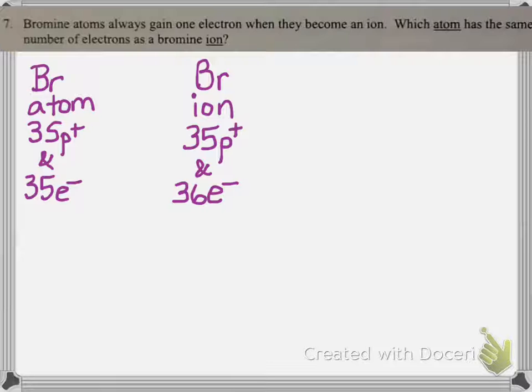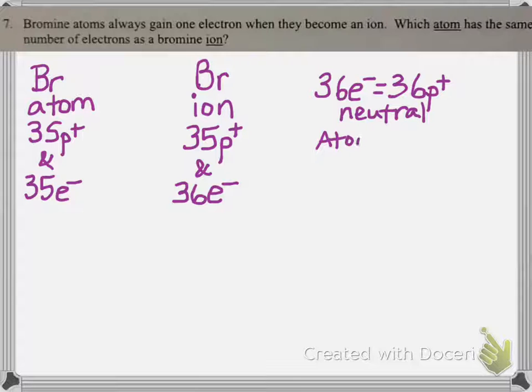So the question here is, which atom has the same number of electrons as a bromine ion? Well, if we have 36 electrons, that means we have to have 36 protons to be neutral. And atomic number 36 is krypton.